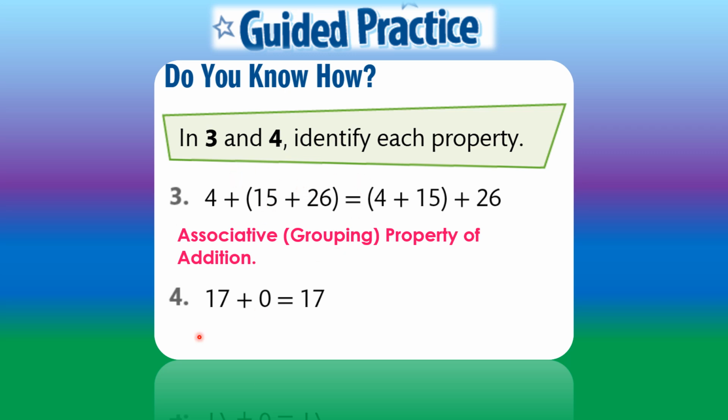We just got done talking about that one. All right, so for addition, 17 plus 0 equals 17. What do we call that? We call that the identity or zero property of addition. All right. If I've got 17 jelly beans and I add 0 jelly beans, how many jelly beans do I have? Well, I've got 17. All right. So anything added to 0 will be that number.